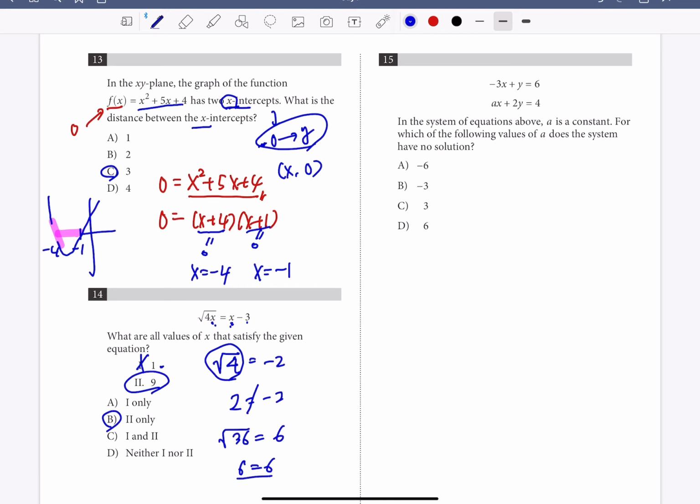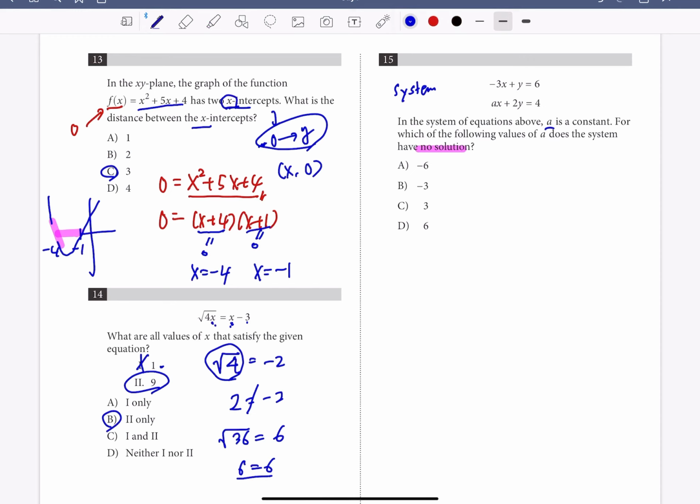And then number 15. Negative 3x plus y equals 6. Ax plus 2y equals 4. Yeah, a linear system question. In the system of equations above, a is a constant. For which of the following values of a does the system have no solution? This is the keyword: no solution.